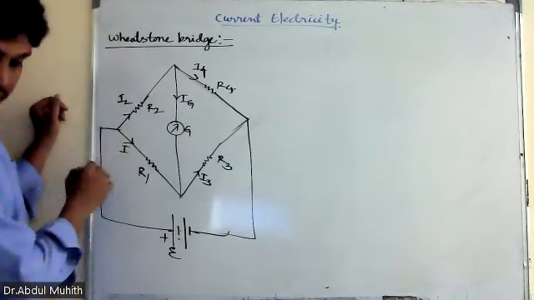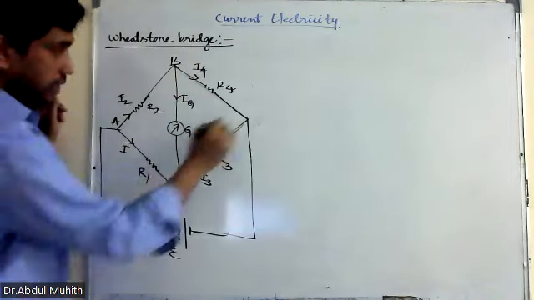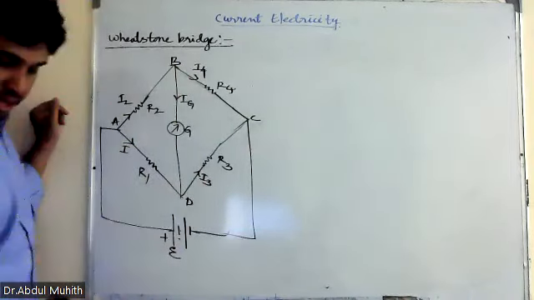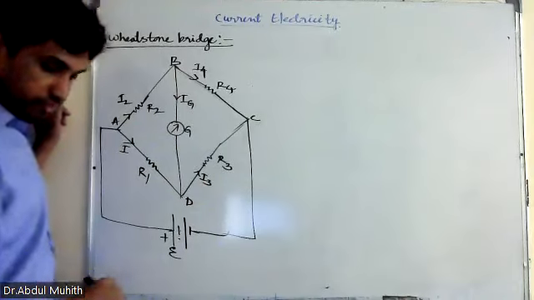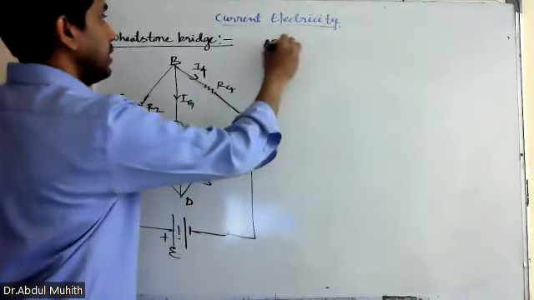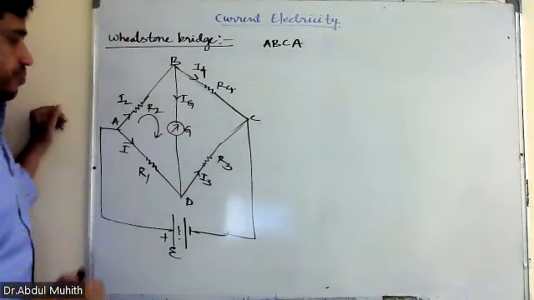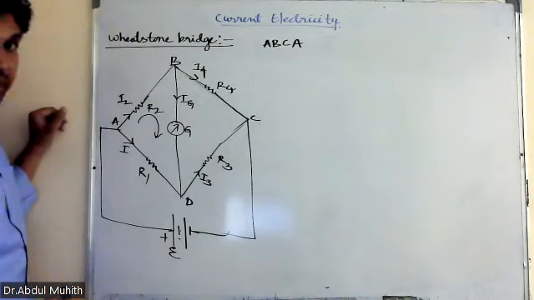We will take this circuit, okay? A, B, C, A, B, C, and D. Now I'm taking the first circuit A, B, C, A. This is the first circuit. I'm taking the direction of the current in this way, in this arrow.